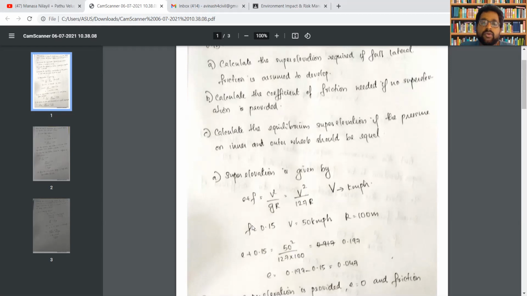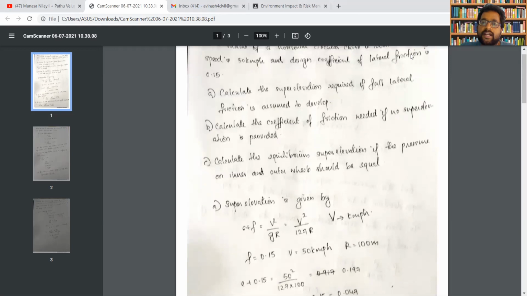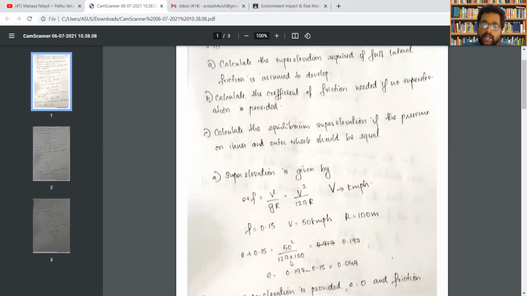So substituting the values in the first question, full lateral friction is assumed to develop. That is the condition. So what is the coefficient of lateral friction? The question is giving coefficient of lateral friction as 0.15. So you have to find out the value of super elevation E. So substitute for F is equal to 0.15 and V is equal to 50 kilometer per hour and the radius of horizontal curve is 100 meter. So E plus 0.15 is equal to 50 square divided by 127 into 100.